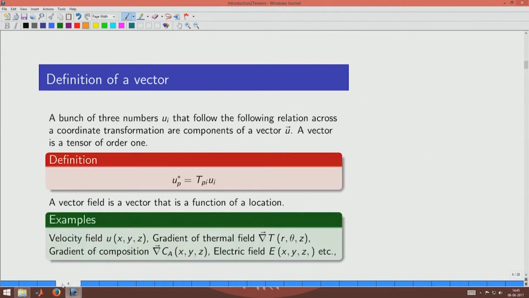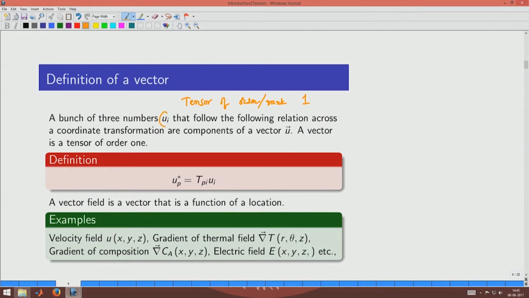Okay. So, then we go on to define what a tensor of order 1 is. It is a vector, which is familiar to us in engineering, but it is also basically a tensor of order or rank 1. It is not common to call vectors tensors of order 1, but technically that is what it is. So, again we go through the definition.